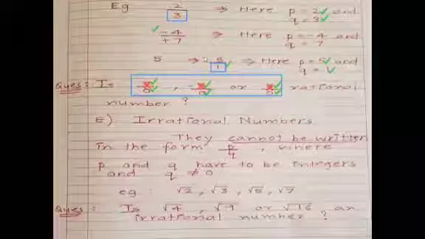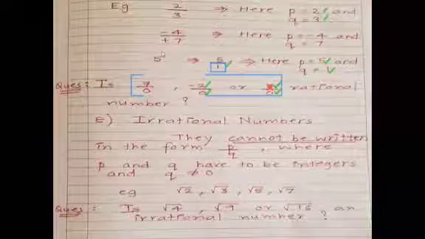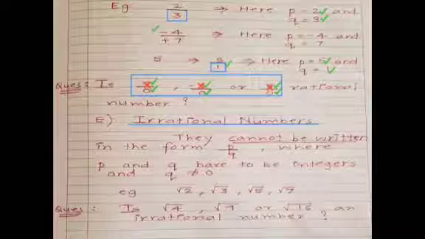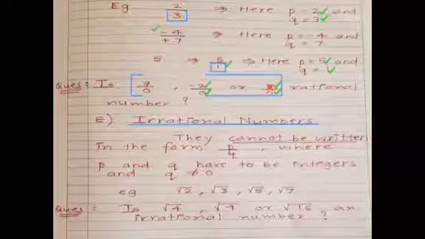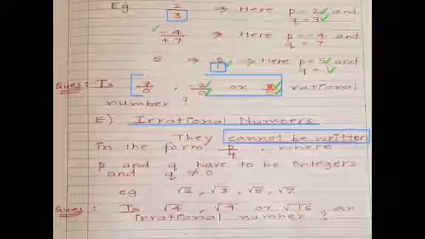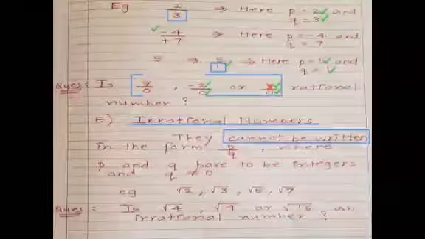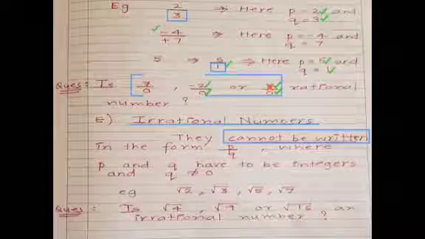Now, if they are not rational numbers, then what would they be referred to as? To understand that, let us get to the next type of numbers, which are known as irrational numbers. Now, if we go by the definition of irrational numbers, they are those numbers which cannot be written in the form p upon q. I say it again, which cannot be written in the form p upon q, wherein p and q are integers and q is not equal to 0. In simple words, irrational numbers are those numbers which are not rational.